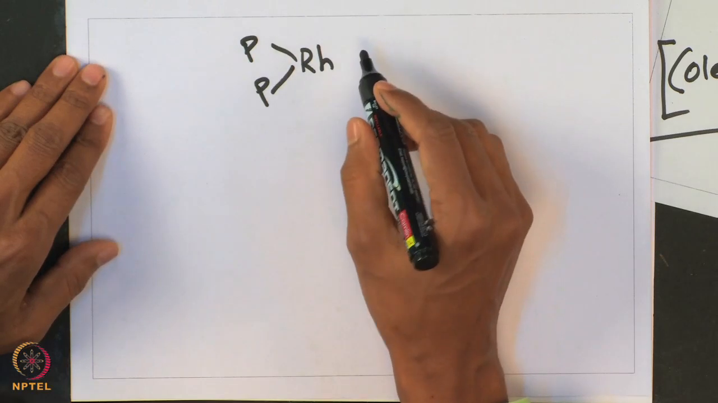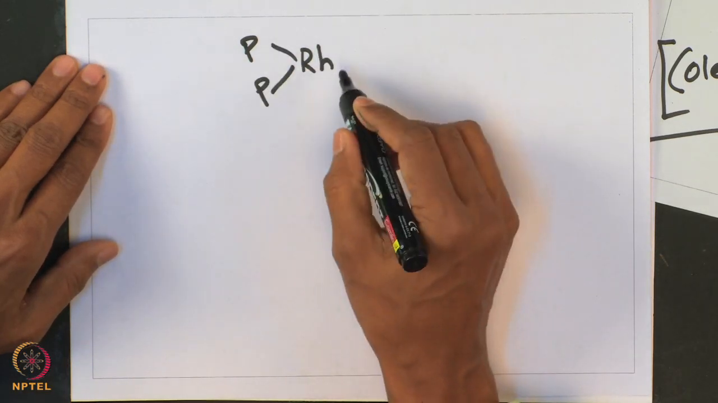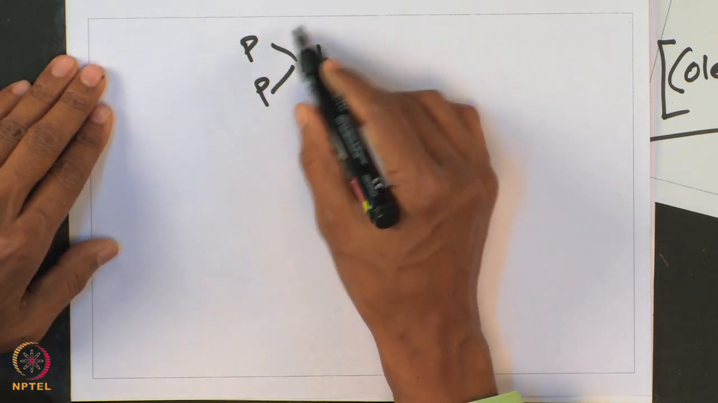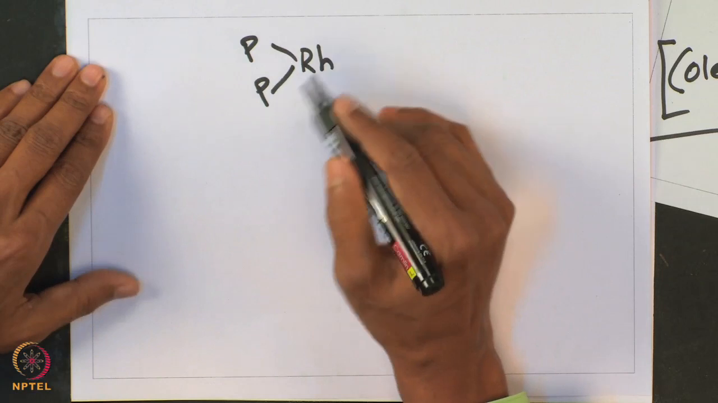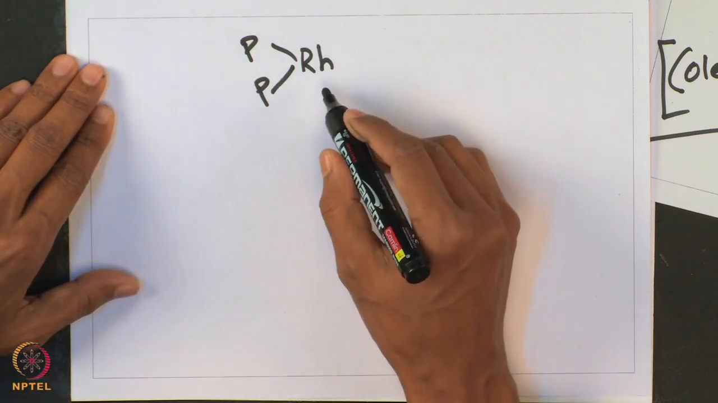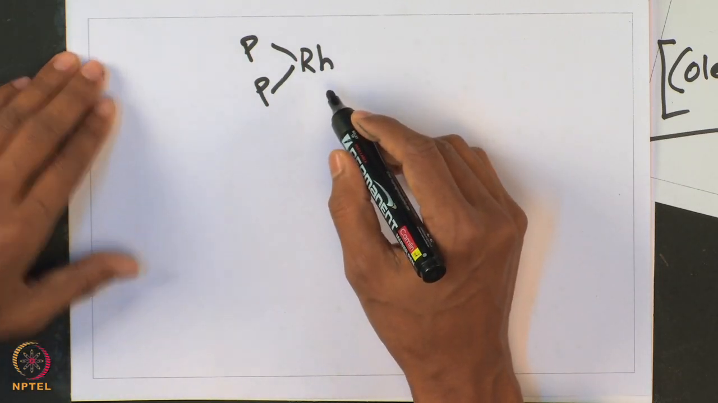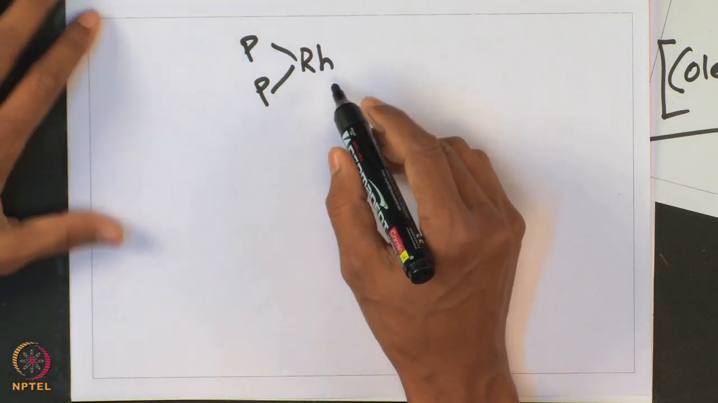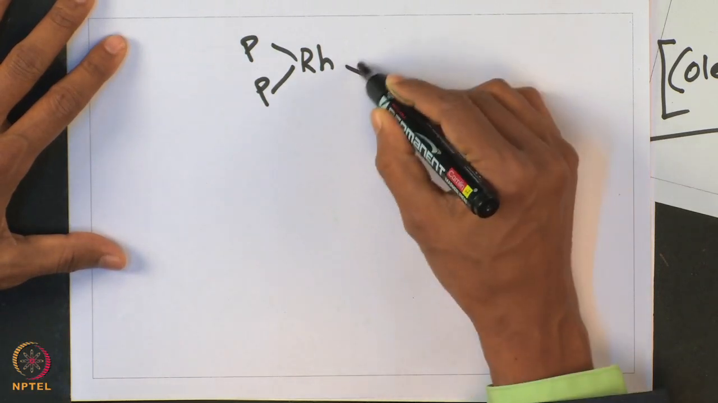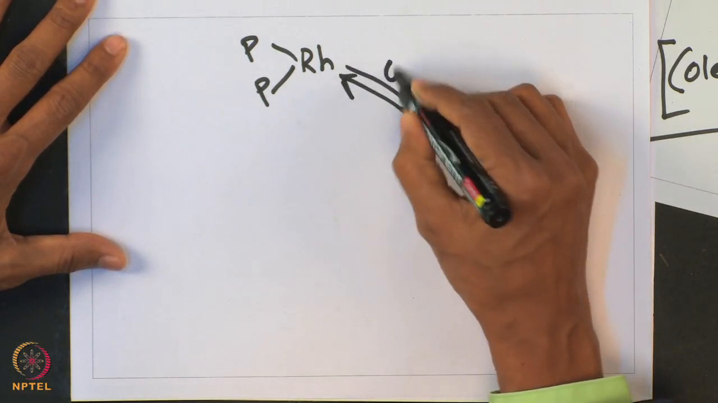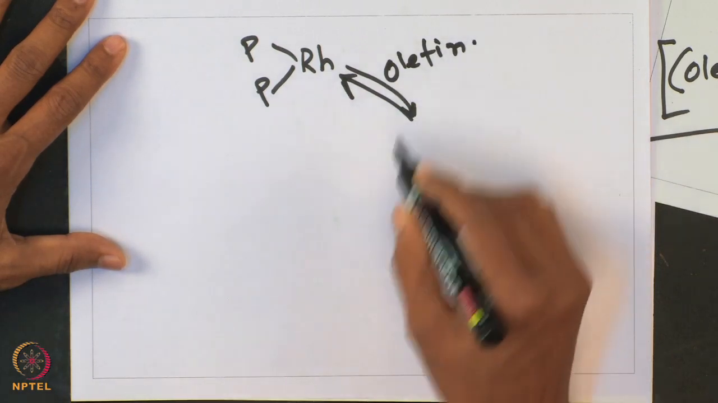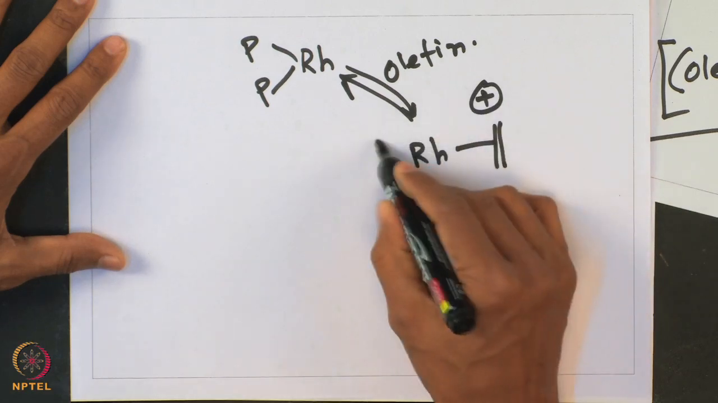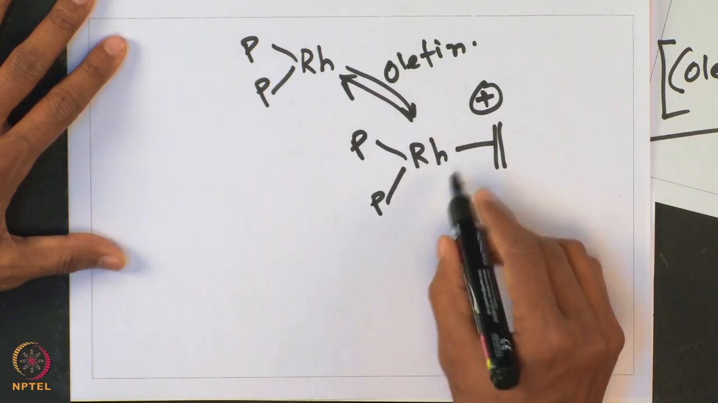The counter anions involved in these cases are BF4 minus or PF6 minus, which give enough opportunity for the rhodium center to be catalytically very active, and subsequently we will see the major reactions happening at this rhodium center. In these cases, binding of olefin takes place with the rhodium center to give you the cationic rhodium olefinic complex, a bisphosphine coordinated one.